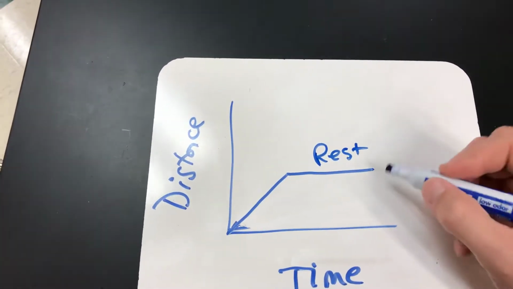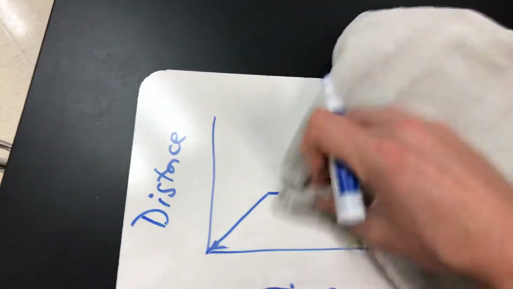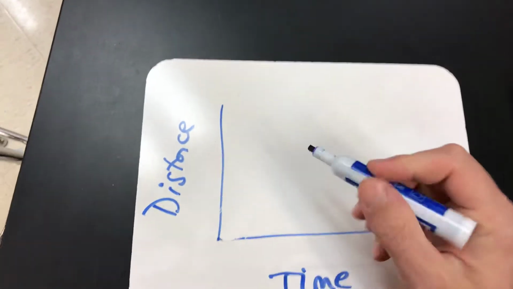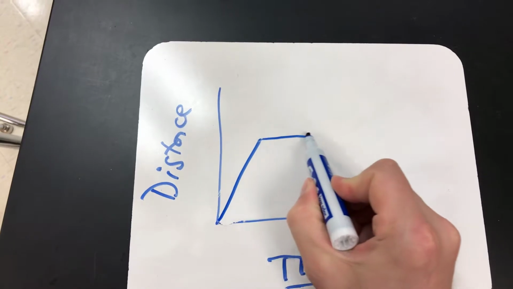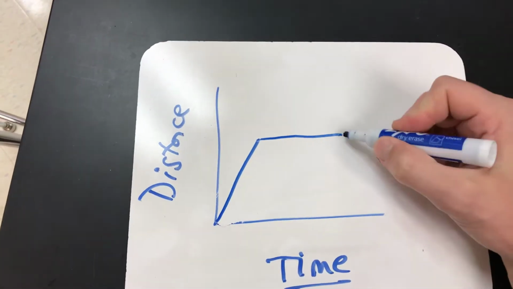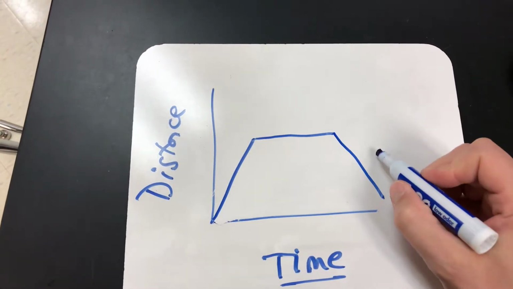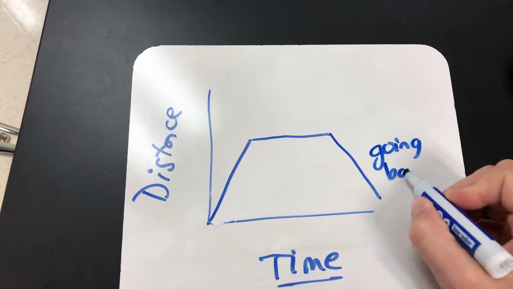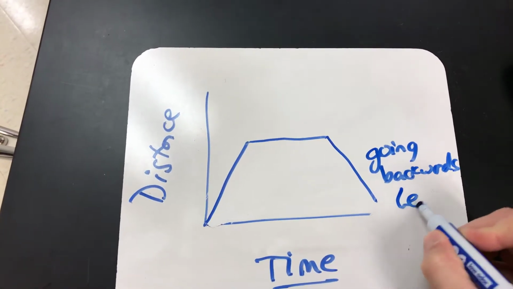And then the last little bit, if you ever see a line that dips to the left, if it drops down, so let's say it goes up fast, and then it stops moving, and then it drops down. This part right here indicates that it's going backwards, or going to the left.